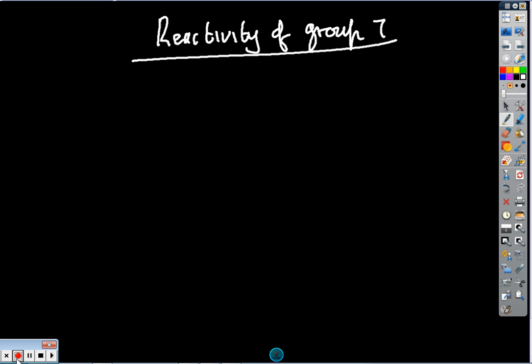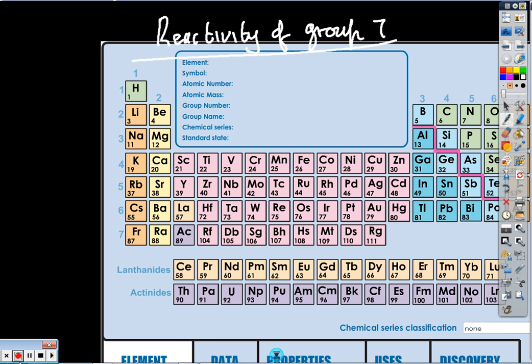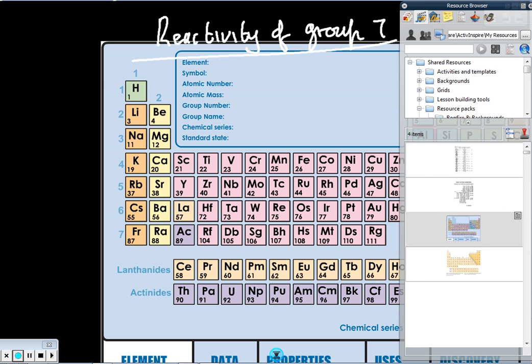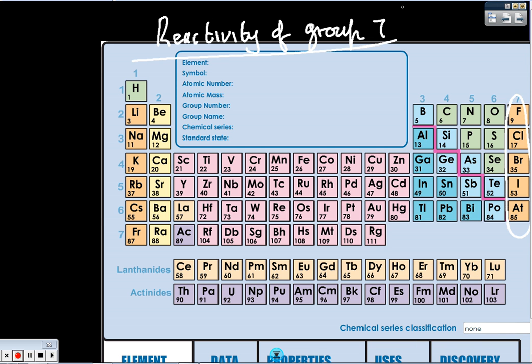Okay guys, what we're going to have a look at today then is the reactivity of the group 7 elements and how that reactivity changes as we descend the group. So the first thing that I would advise you to do is get yourself a periodic table, because clearly if we're looking at group 7, that's exactly what you're going to need. So we're going to be looking at these elements here, which I have drawn the oval around in white. We're going to look at how the reactivity of those elements changes as we go down the group.